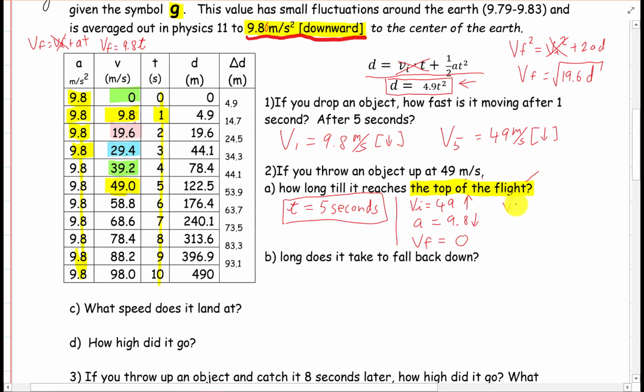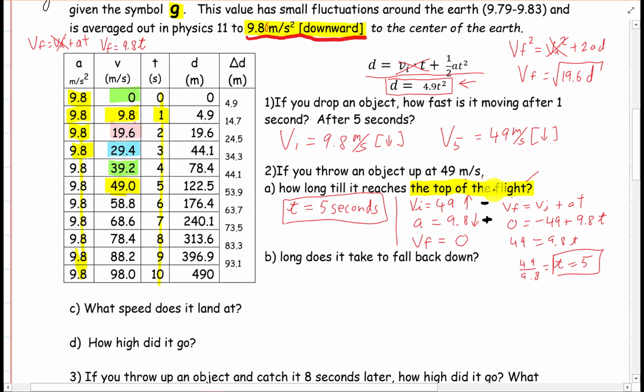So calculating the time, we have VF equals VI plus AT, and VF is 0. We get 49 up, which is negative 49, plus 9.8 down T. So you bring the 49 over here, you get 49 equals 9.8 T, and 49 over 9.8 is equal to T, which is equal to 5. So we can do it the old-fashioned way, and we will be doing it the old-fashioned way. Did you notice, as I said, I'm going to make my acceleration always positive.